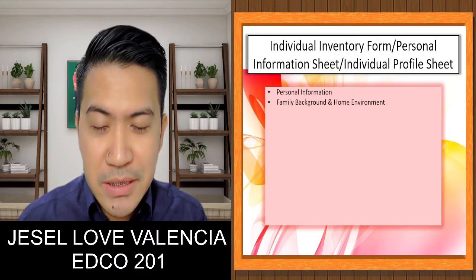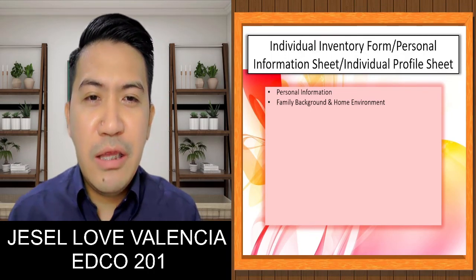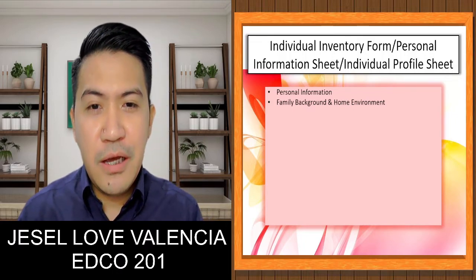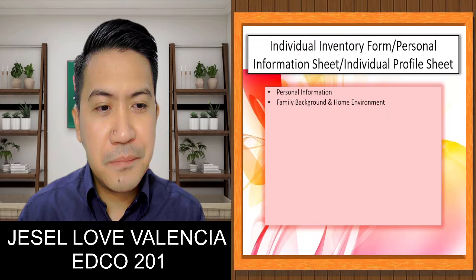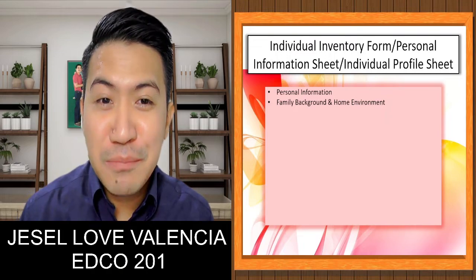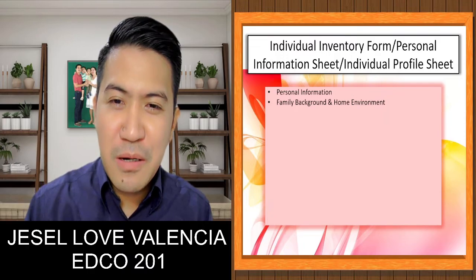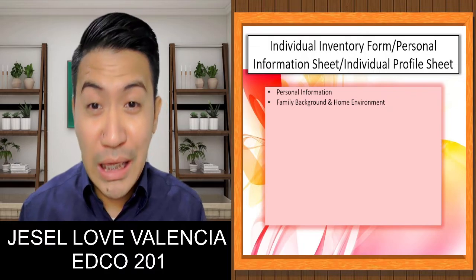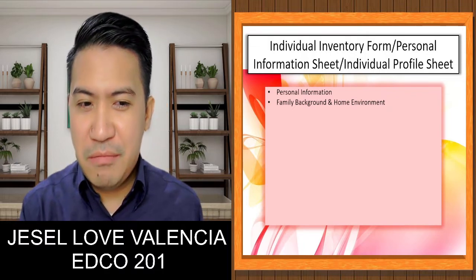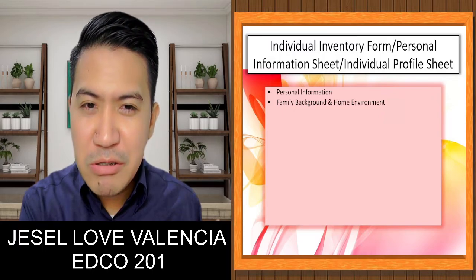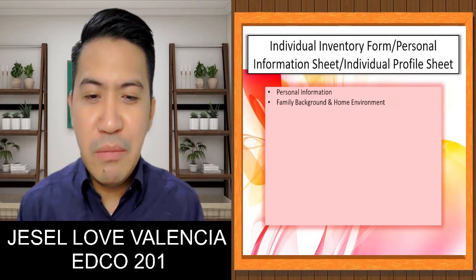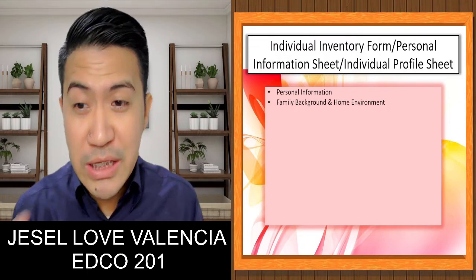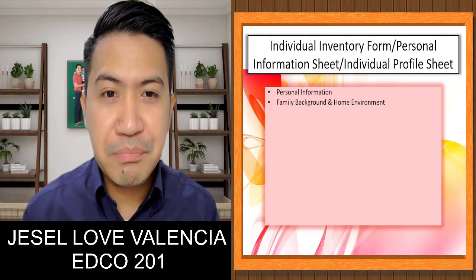If there are siblings, then in some individual inventories there is also a question like, is this from the past marriage? So there may be stepbrothers, stepsisters. And then in the family background, kanino ka ba lumaki? Is it from the grandparents? Then they also ask if your family is separated, married, living in, and so on and so forth. We can see that later in a form.